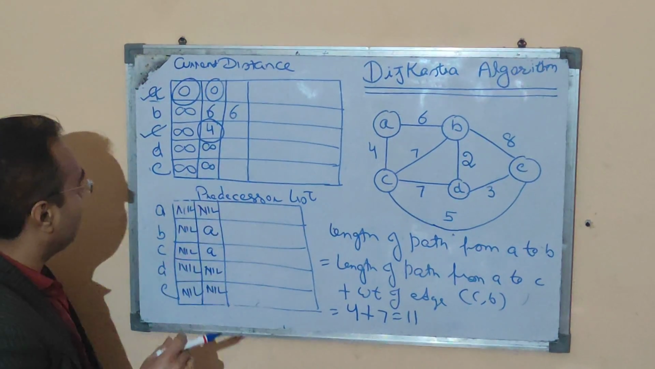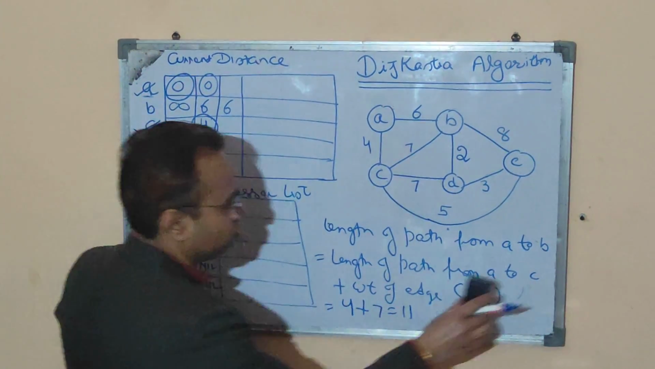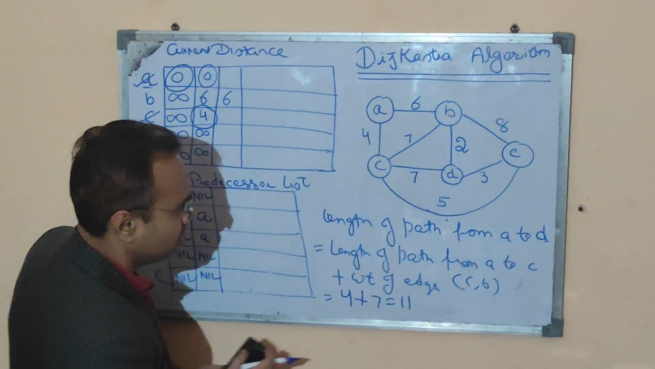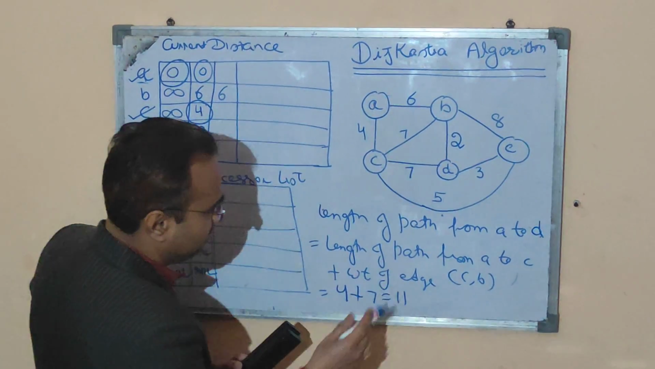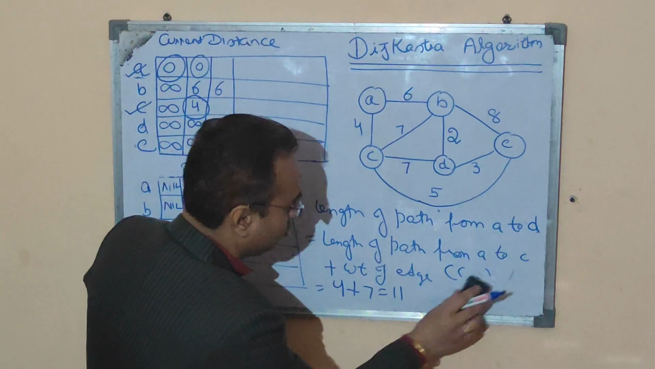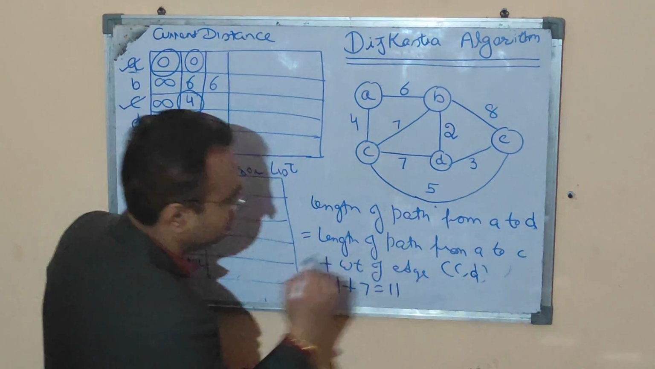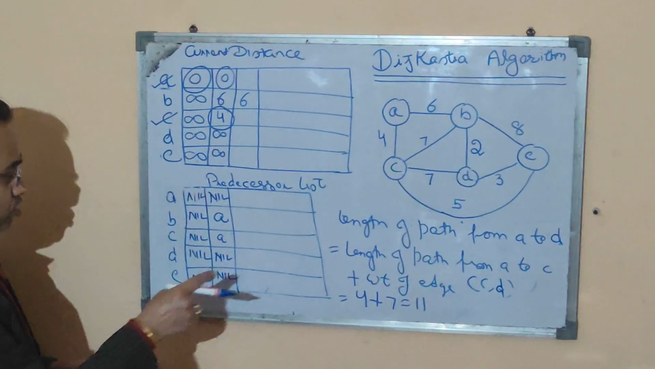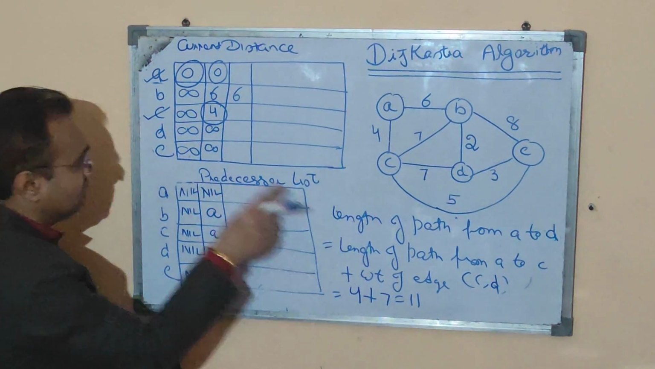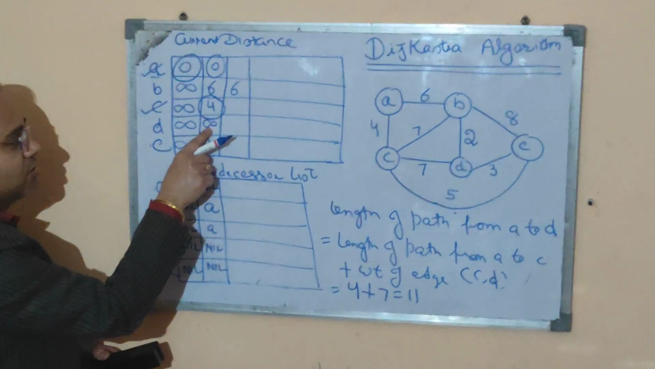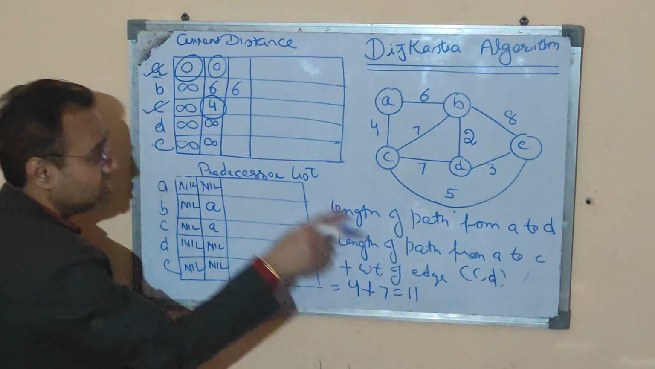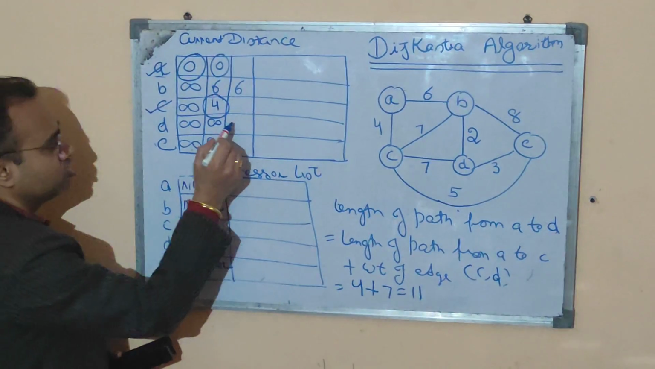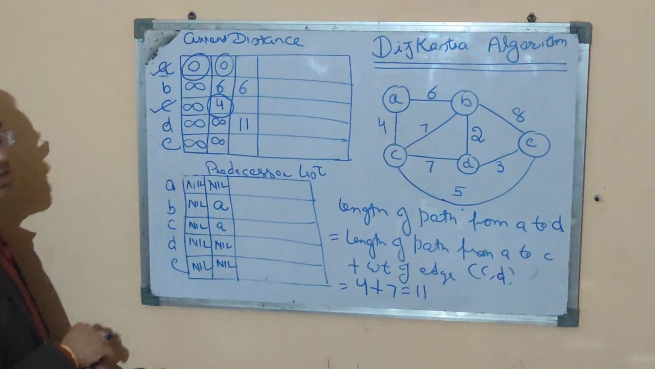Now let us see for others. For D, the length of the path from A to D will be the length of the path from A to C plus the weight of the edge from C to D. So it is again going to be 11. Now the newly explored path is better than the existing path, as its length is smaller than the already known path. So we are going to update this value as 11.